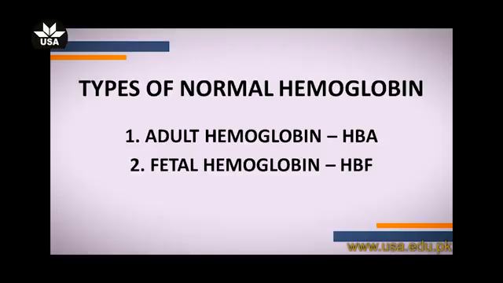Now let us have a look towards the types of hemoglobin. Hemoglobin is of 2 types. The first one is the adult hemoglobin, which is HbA, and the second one is the fetal hemoglobin, which is HbF. Replacement of fetal hemoglobin by adult hemoglobin starts immediately after birth. It is completed at about the 10th to 12th month after delivery. So both types of hemoglobin differ from each other structurally and also functionally.